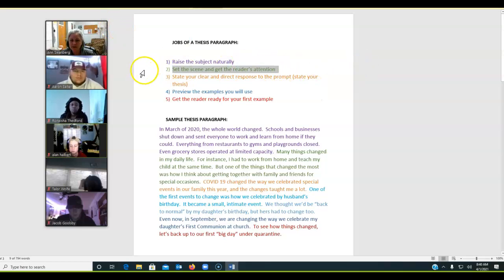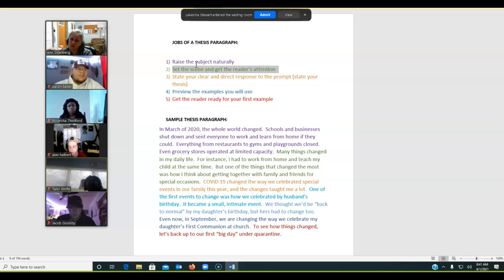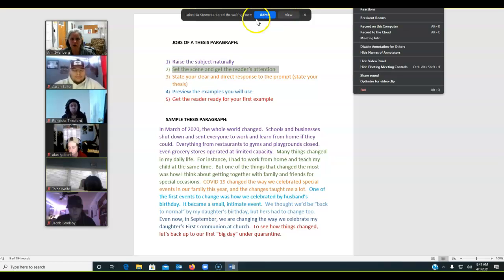Set the scene and get the reader's attention. What scene are we setting? What does that mean? Taylor, do you have any idea what that means, to set the scene and get the reader's attention? Like an intro, kind of. A little bit. Again, that's telling people a little bit more about what's going on with the monuments, and maybe even talking to them about racism, or talking to them about the history of the Confederacy, or some of those things that you know for sure.